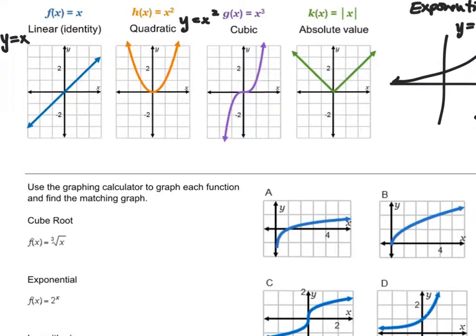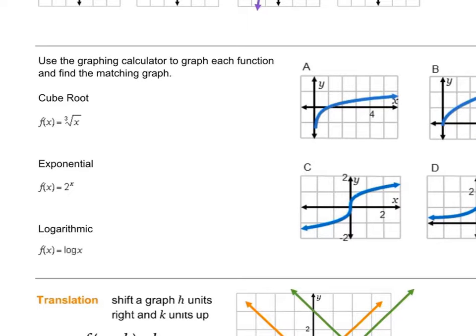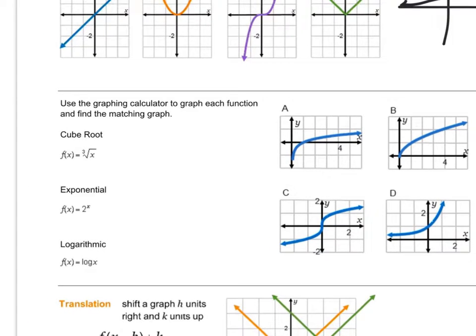So let's take a look at this one. It says, use the graphing calculator to graph each function and find the matching graph. We kind of just did that already. We had a cube root function, which wasn't part of our parent functions, and an exponential function. We just went through that. Which one? That would be D, this one here. We just need to be able to look at a graph and say, okay, that's an exponential function. So this would be D.